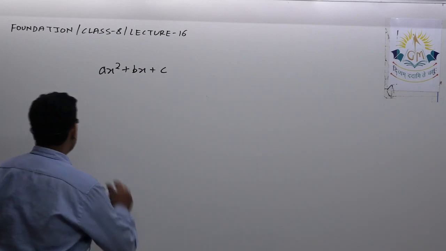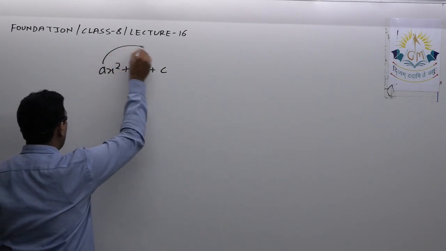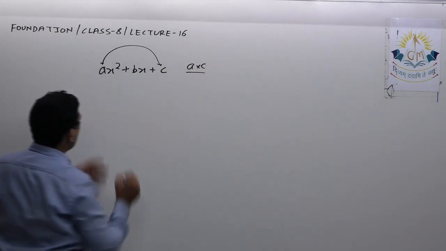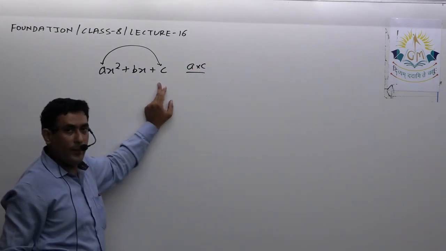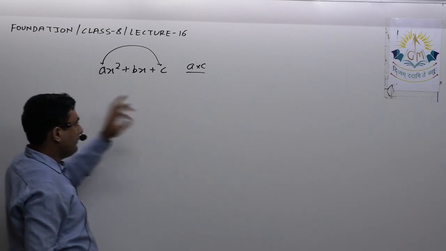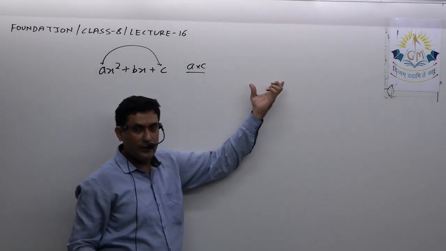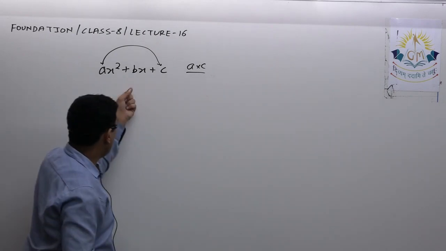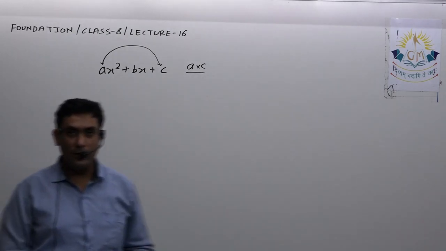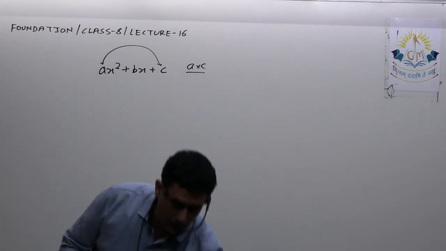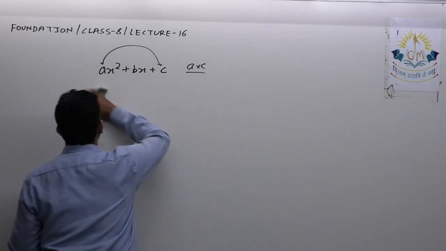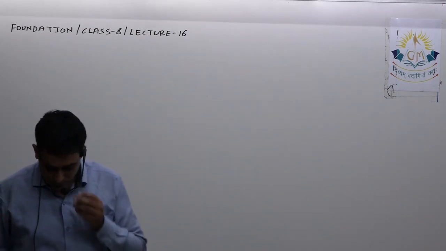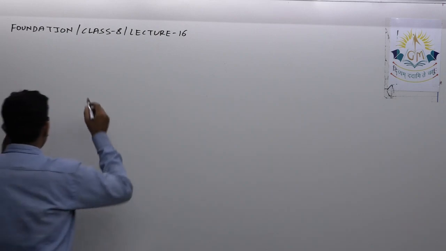After that, we find the factors of a multiplied by c, that means the coefficient of x square multiplied by the constant. Then we find the factors of this, and those factors we group in twos to get the middle term, to split the middle term. So, let us start some questions. In last lecture, we saw just two questions. Now we'll see some more questions on this. So here is the next question.